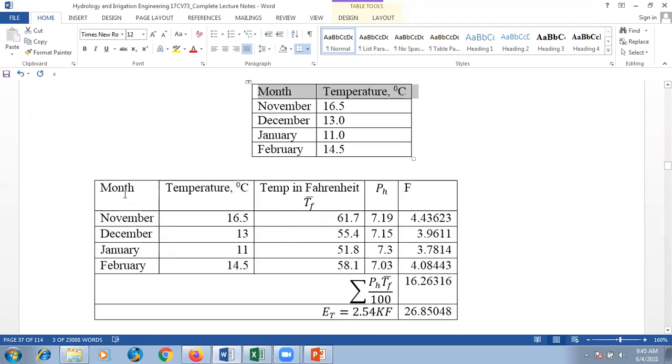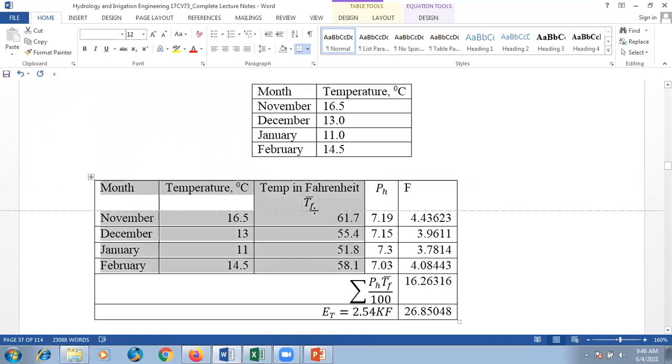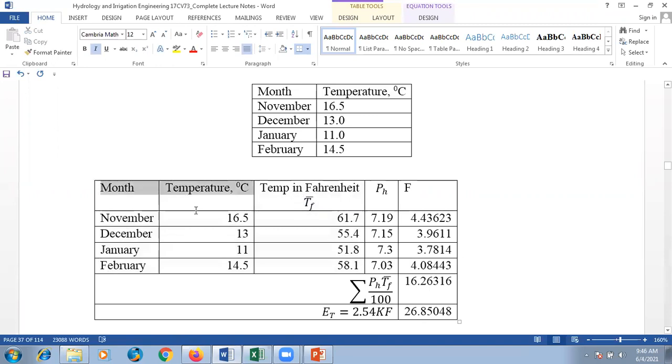In the examination, you will be provided with these 3 columns of data. So you will have the month, the temperature, and the daytime sunshine hours, which is pH. These 3 values will be given to you. Using this, you have to calculate the consumptive use for the given situation.